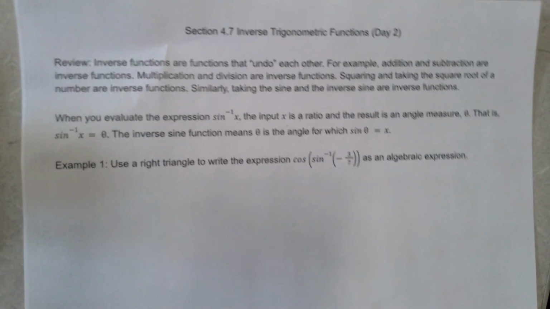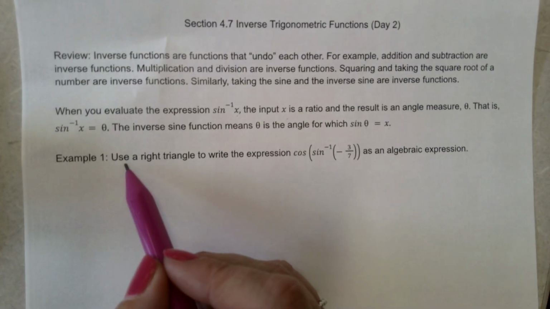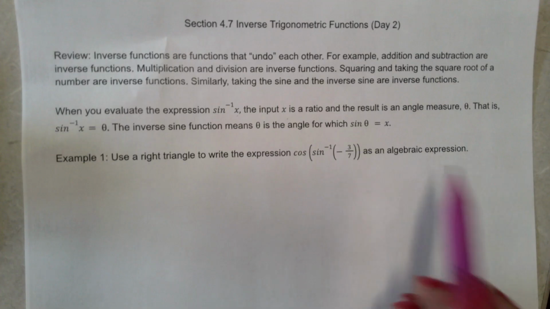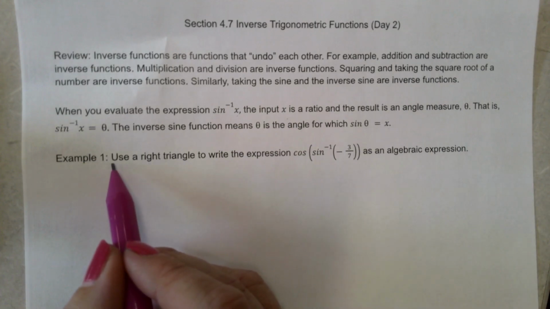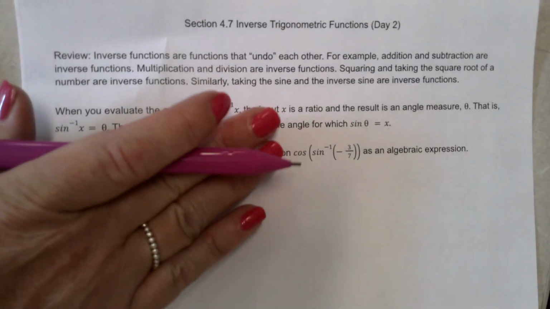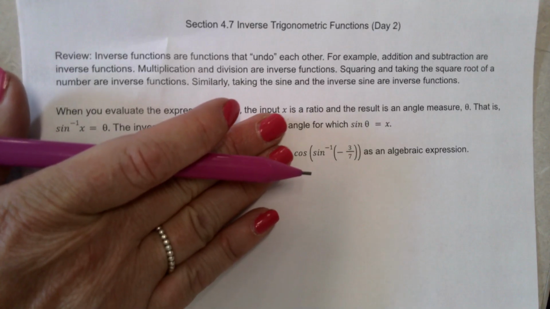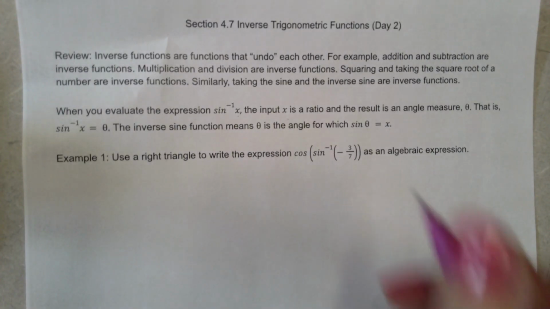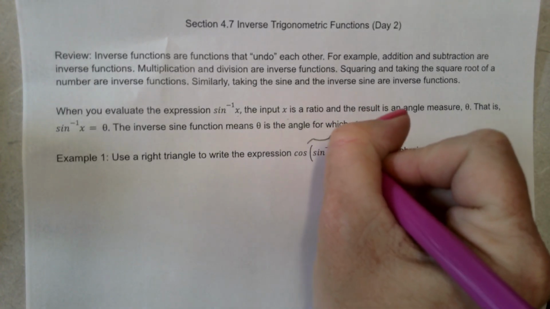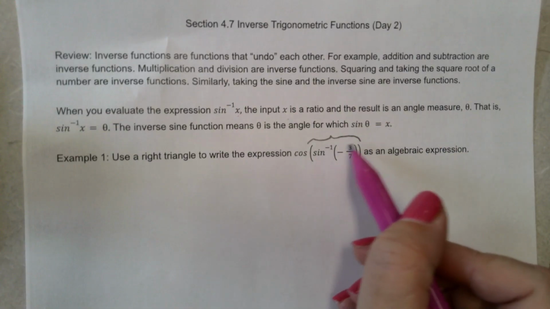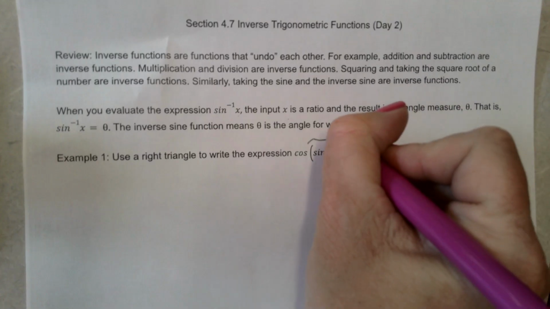So, for our first example, we're going to use a right triangle to write this expression as an algebraic expression. This is kind of a hint that we have to use a right triangle. However, if you just saw this expression, you would need to know that you need to use a right triangle. The way that I think about this is I know that the inverse sine of some ratio is equal to an angle.